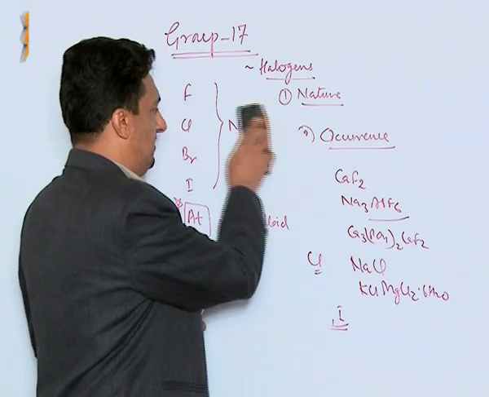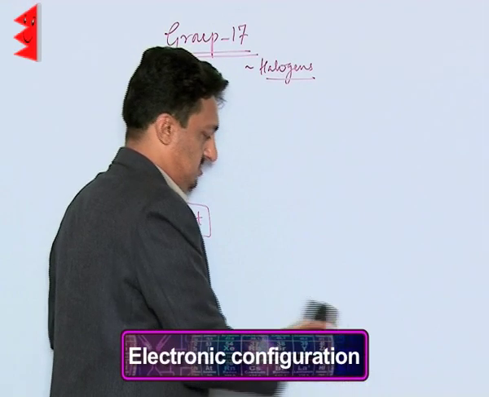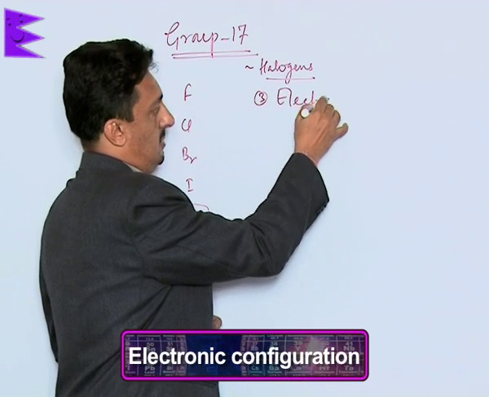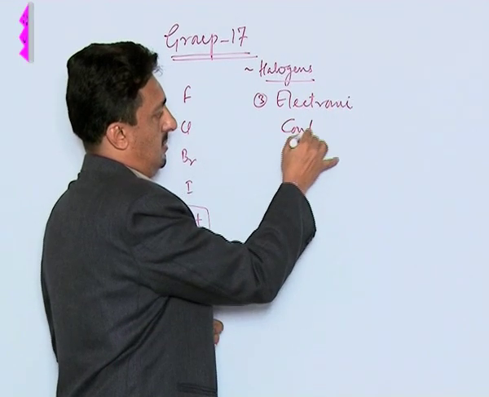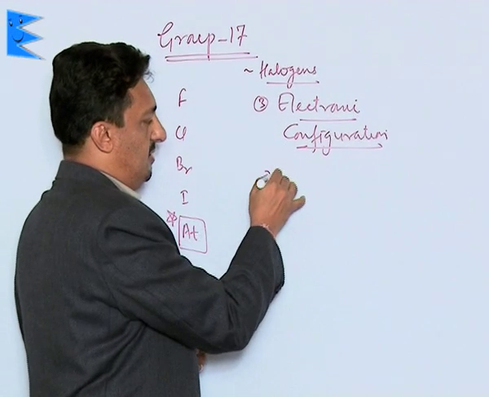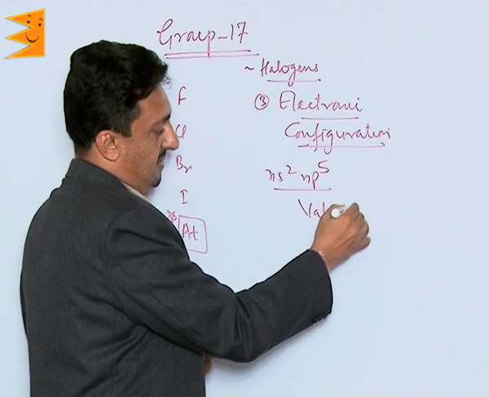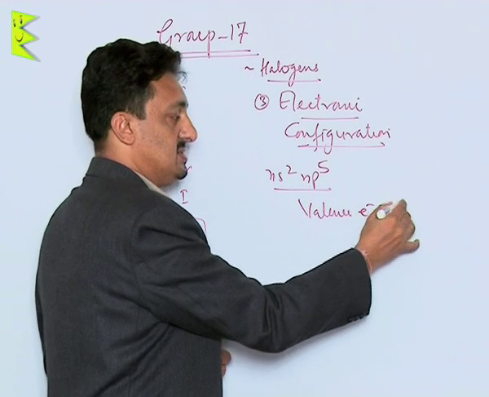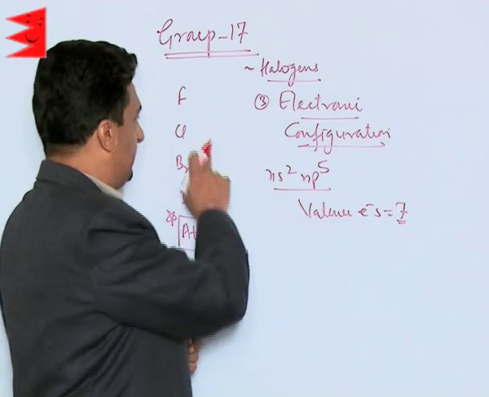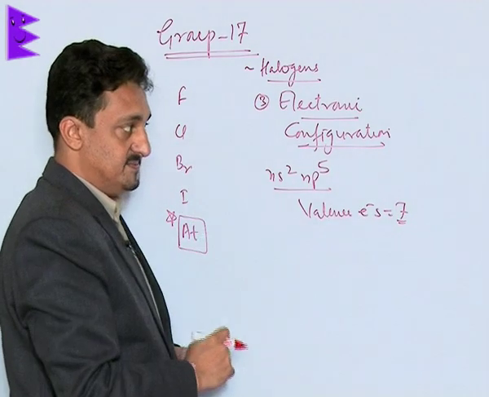Now let us discuss their electronic configuration. Their general electronic configuration is ns2np5. So they all have how many valence electrons? 7. That is why they are in the 17th group. So all of these, this is 2s2 2p5, 3s2 3p5, 4s2 4p5, like this.